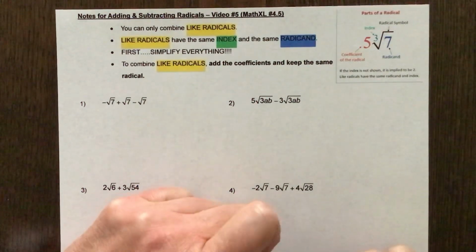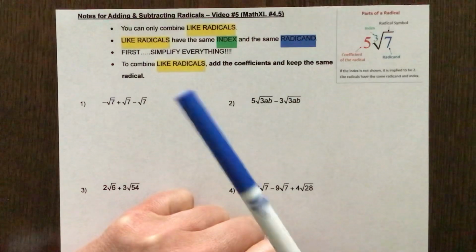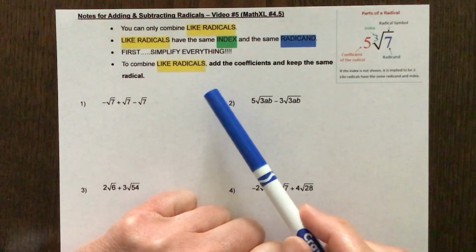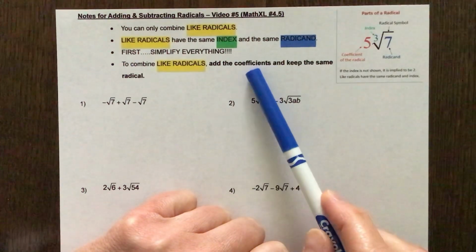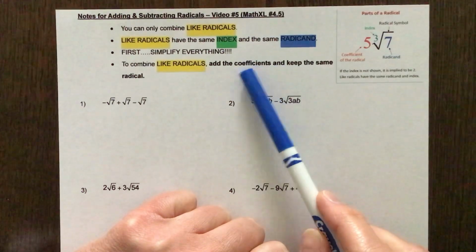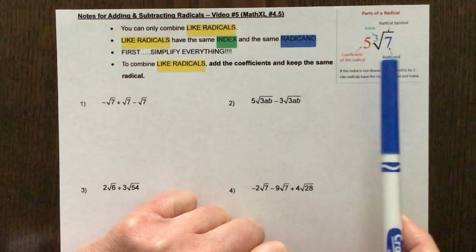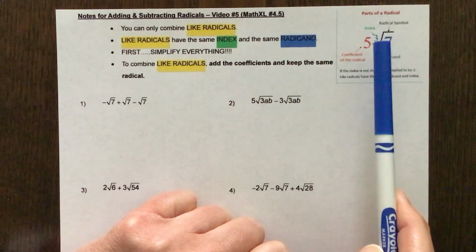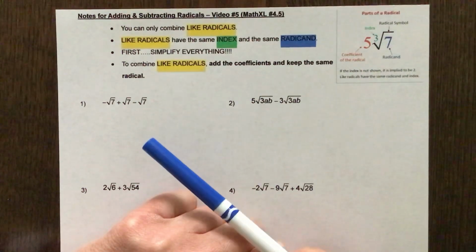And we need to simplify everything first. And then it becomes just like combining like terms. We just have to add or subtract the coefficients and keep the same radical, meaning that it has the same index and the same radicand.